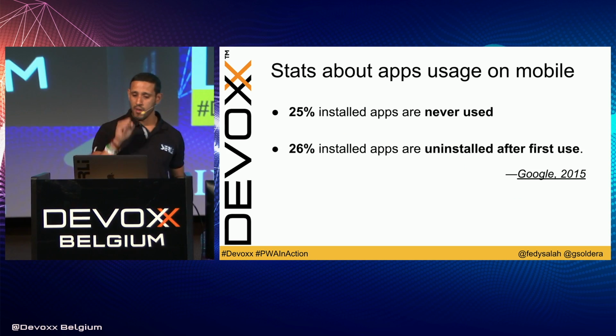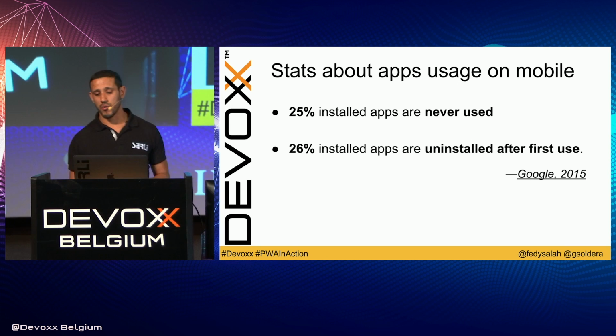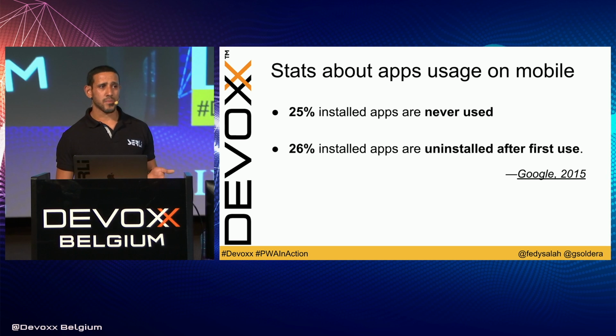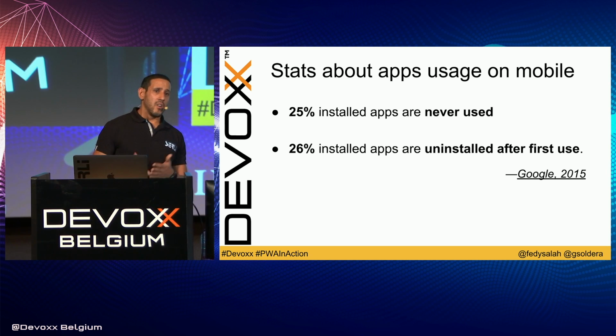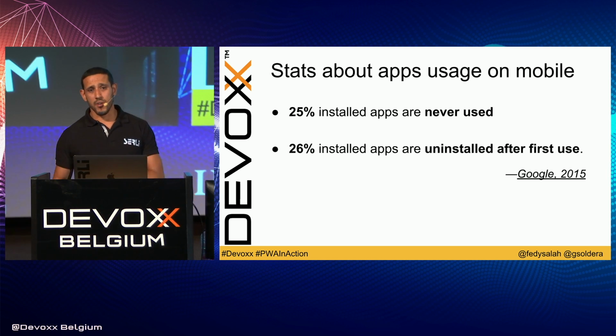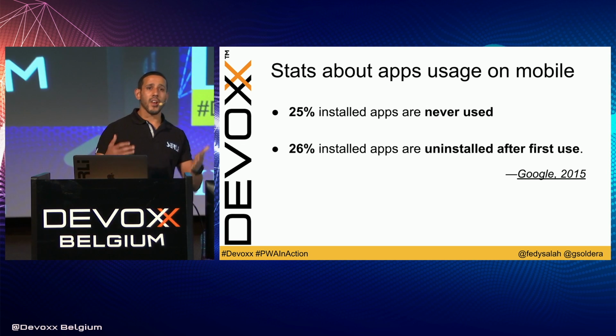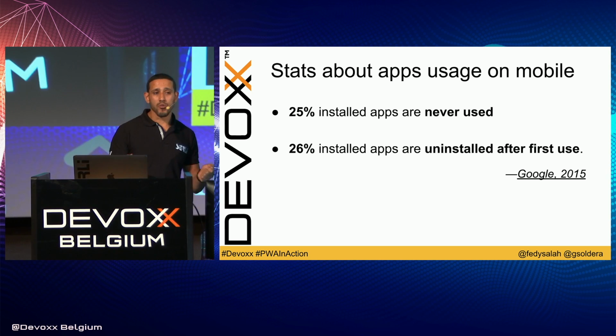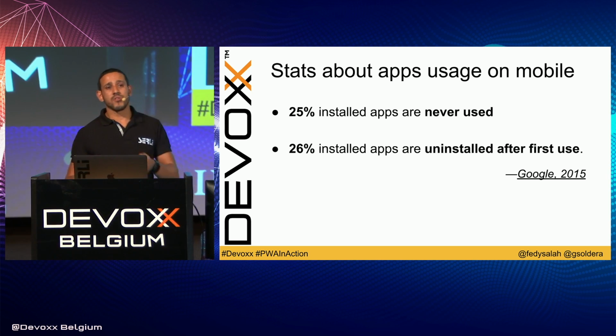So Google also made an announcement in 2015 that said that 25% of the applications are never used, and 26% of the applications are uninstalled after first use. If you have a big form to fill or a subscription form or something like that in your app, users are not that patient.